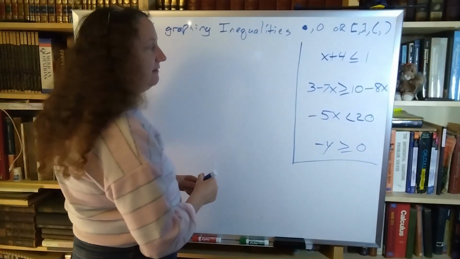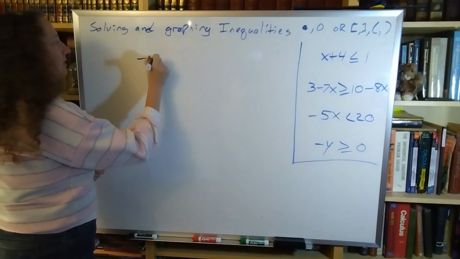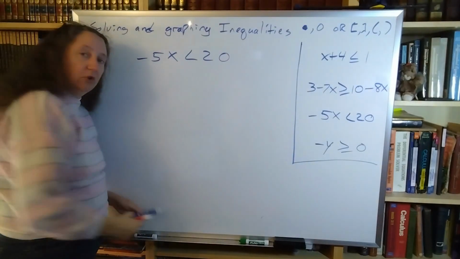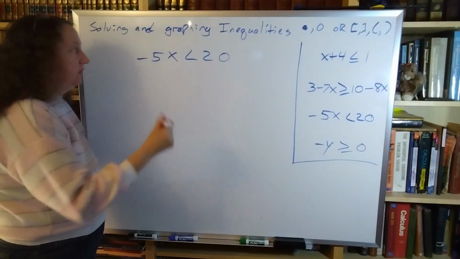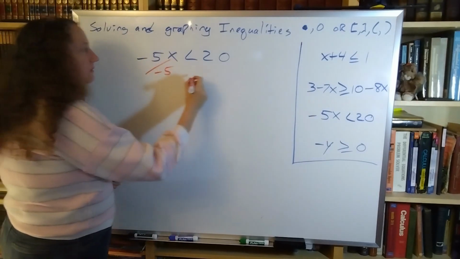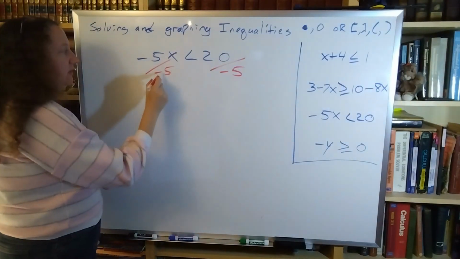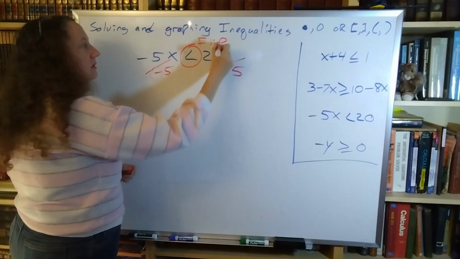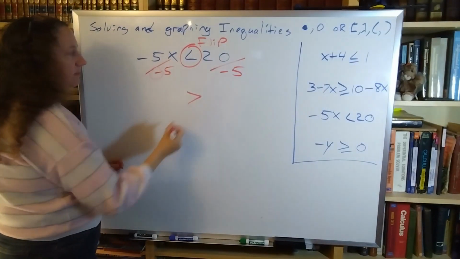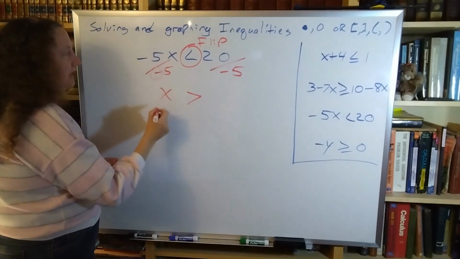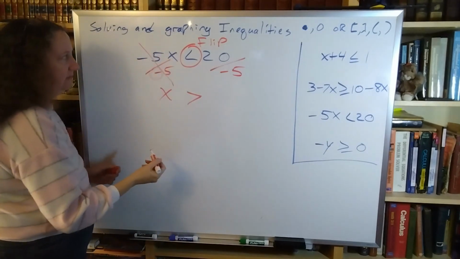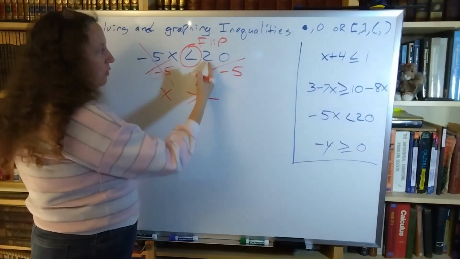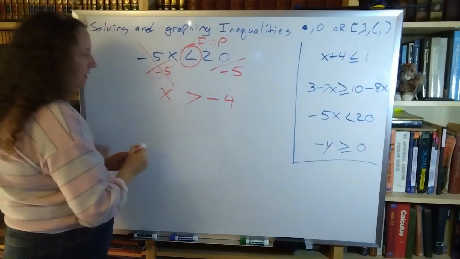Third question. Negative 5x is less than 20. There's only one step here to be done in order to solve this, and that is divide out the negative 5. But because I have that negative in there, that means that this gets flipped. So that is going to be greater than now. I have my x, because the negative 5 cancels negative 5. That gets flipped. Positive divide negative is negative. 20 divide 5 is 4. And then I have to graph that.